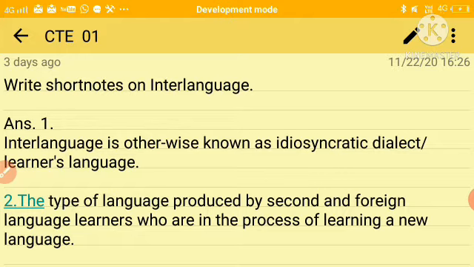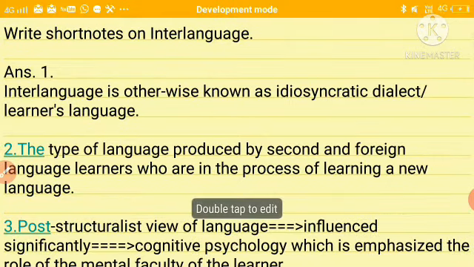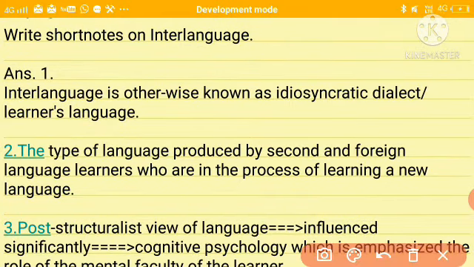Okay, write short notes on interlanguage. So what is interlanguage? As the name suggests, inter and language. Always keep in mind, whatever the word is given, you should divide the word. So interlanguage is inter plus language. Inter means within. Different types of languages are there, and within languages whatever changes occur, that is called interlanguage.